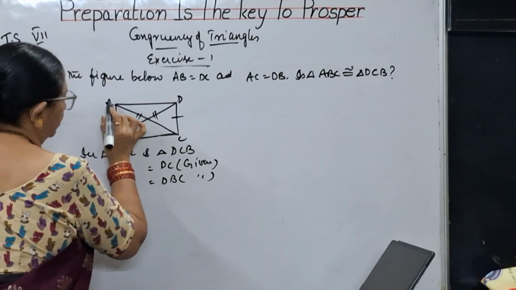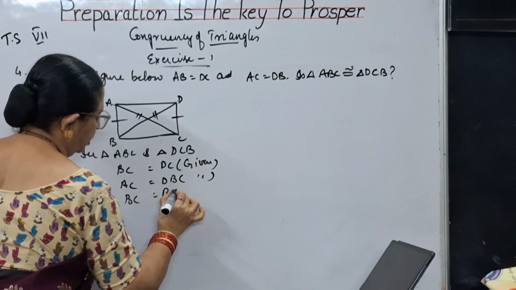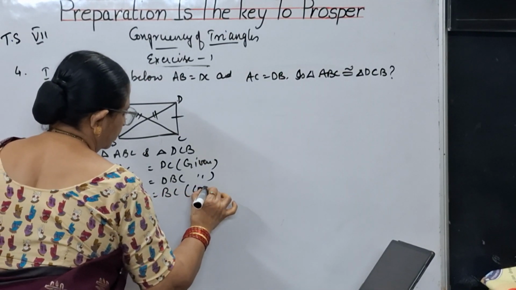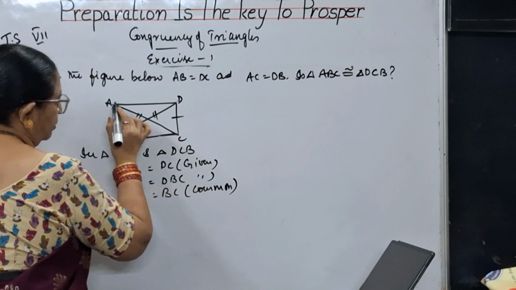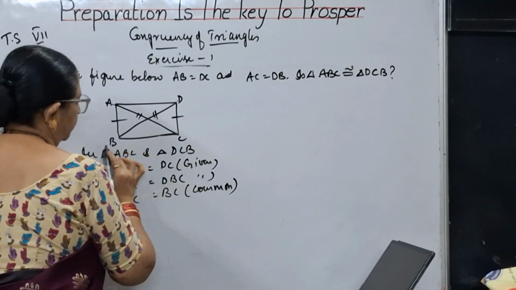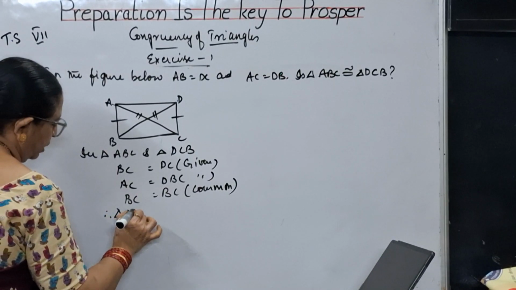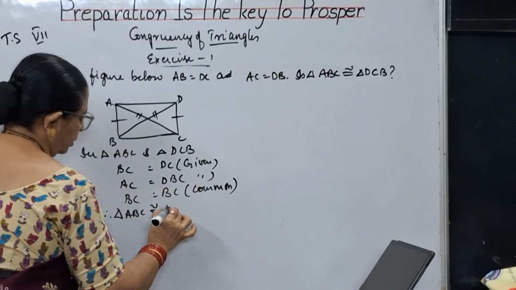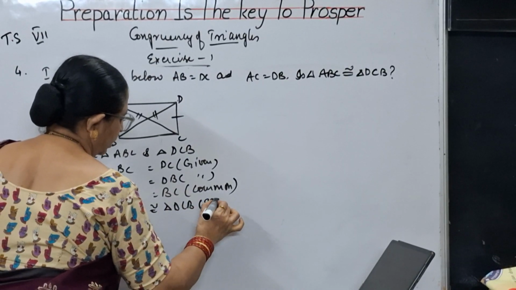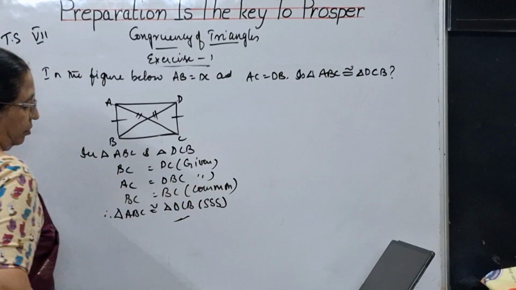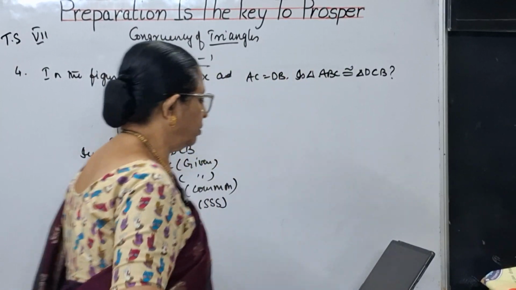See, we are talking about this triangle and this triangle. In this, BC is equal to BC. Why? Because they are common sides. BC is the side of triangle ABC. BC is the side of triangle DBC. Therefore, we will say that triangle ABC is congruent to triangle DCB basing on the side property. This is the answer, children. Please note it down.